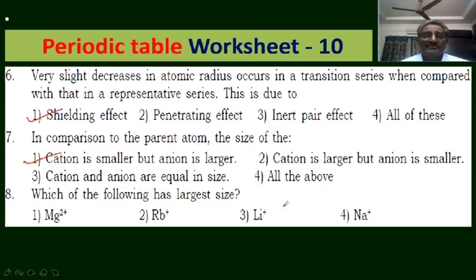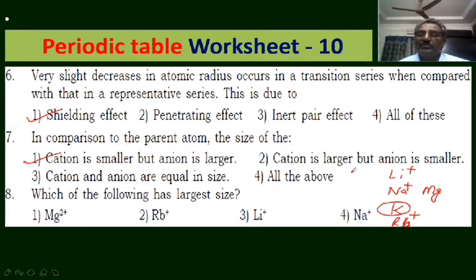Magnesium, rubidium, lithium, sodium. Among these, you can observe that lithium, sodium, potassium, rubidium belong to the same group. Here potassium is not given, magnesium is given. Magnesium lies beside sodium in the periodic table. The lithium ion possesses one unit of positive charge. Sodium is also a unipositive ion. Rubidium is also a unipositive ion. Li+, Na+, Rb+.